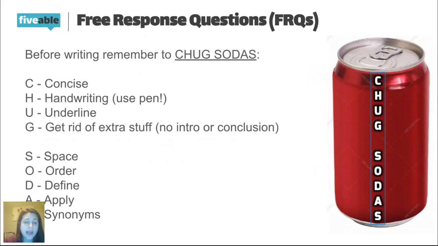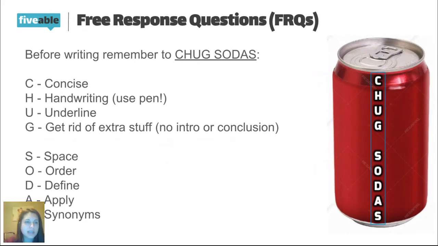I always highly recommend underlining the vocab words that they're giving you, because if I'm grading hundreds of FRQs in a day, I might accidentally miss something. And if you underline it, it draws my attention to the point and makes it a little bit easier for me to follow along. Anything basically to make sure that you get the points that you deserve. And then with an FRQ, you never write an intro or conclusion. It's a waste of time. Don't do it. You just get right into the content.